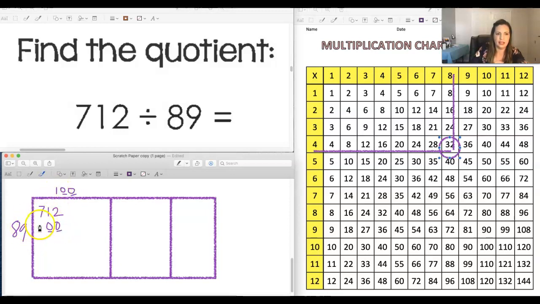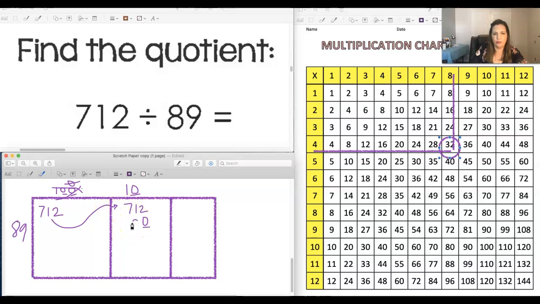And then 89 times 1 would be 89. So I can already see that number is way too big. Can't do that. So I'm going to take it out. And there will be no hundreds. So I'm just going to move that number 712 over here. And now I'm saying, okay, well, let's start with tens. Again, I know that my answer will have a 0 in it.